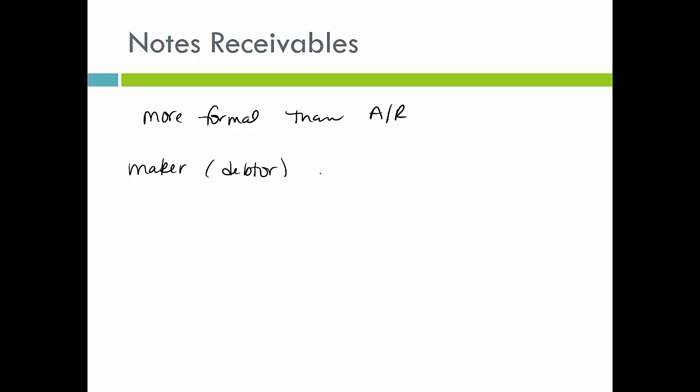And so the maker signs a note, which is essentially an IOU. So the person that is receiving the note is the one who lent the money, and the person who makes the IOU is the person who owes the money. And this note will specify several things that the two parties have agreed on.